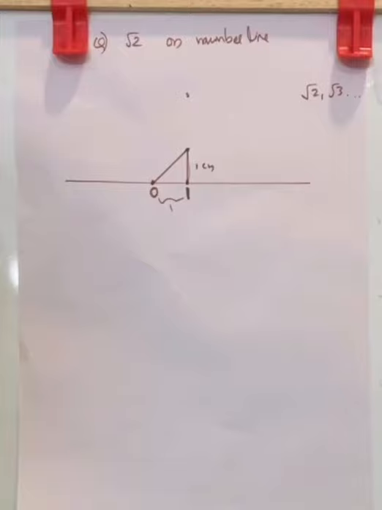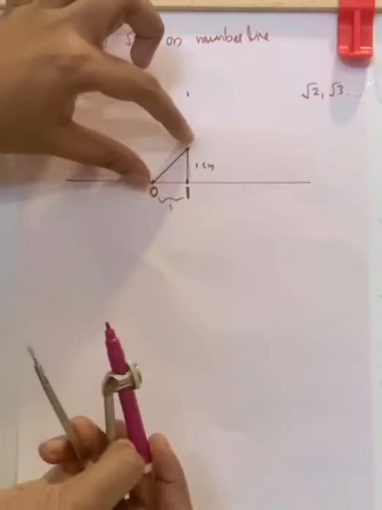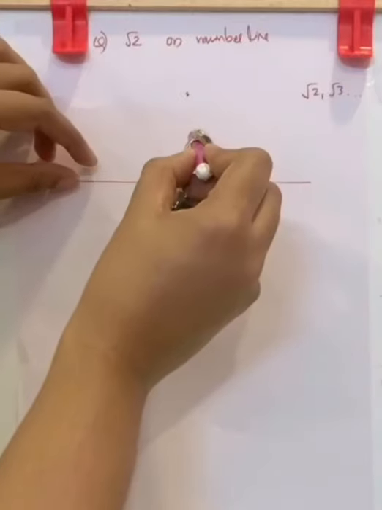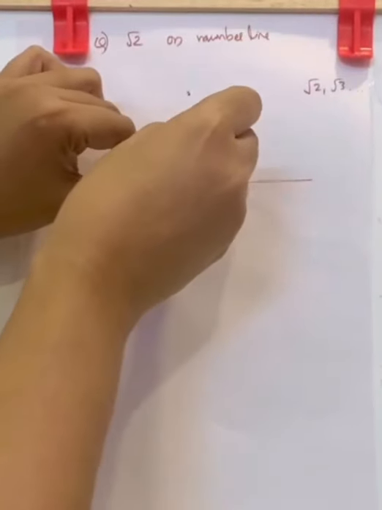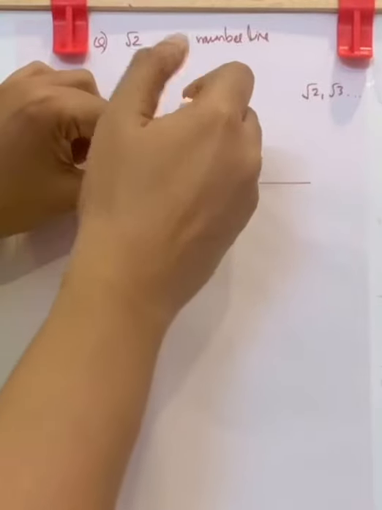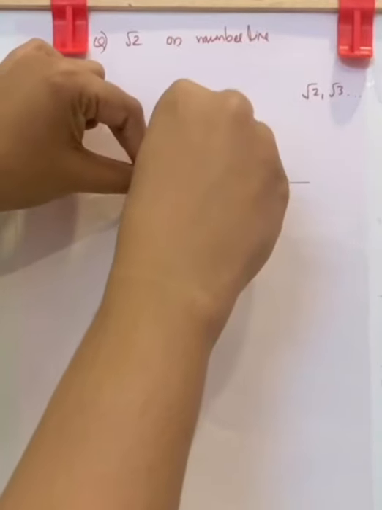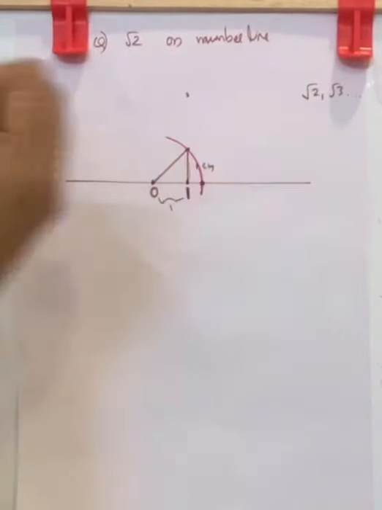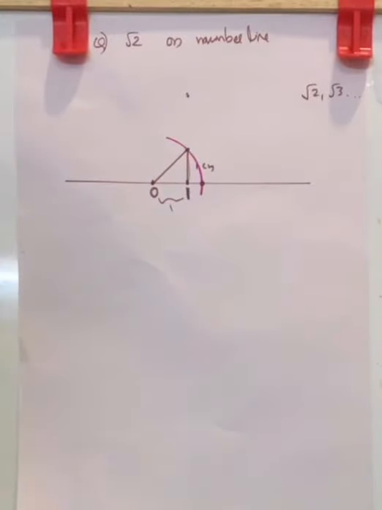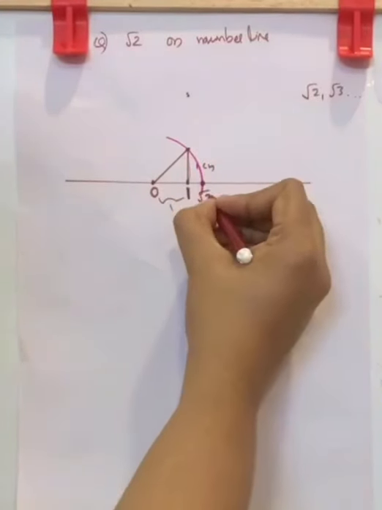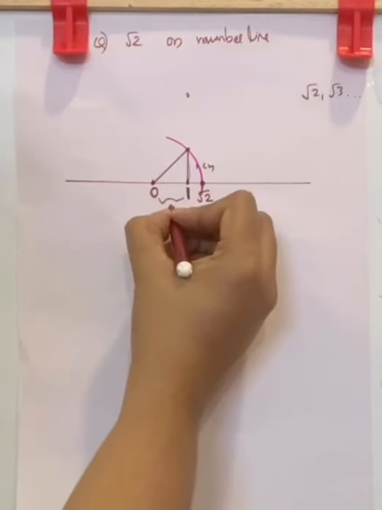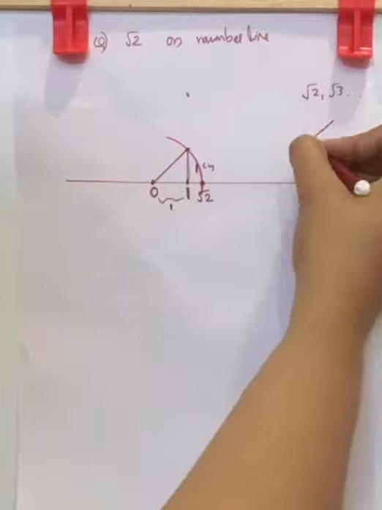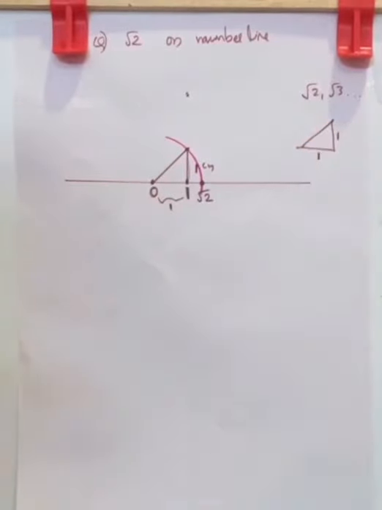Now next is to take the compass. Make this hypotenuse the radius. Now draw an arc which passes through the number line. This is the point where it passes through the number line, and that point is root 2, because here it is 1, here it is 1, in a right triangle, these are 1 and 1.